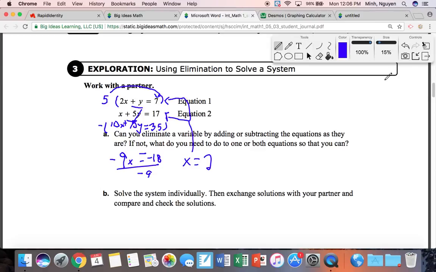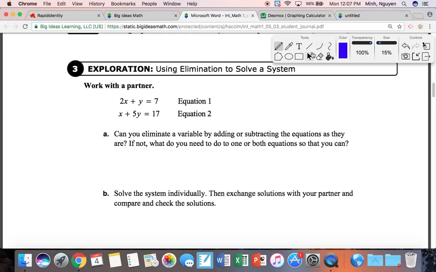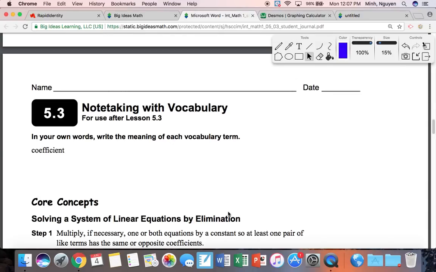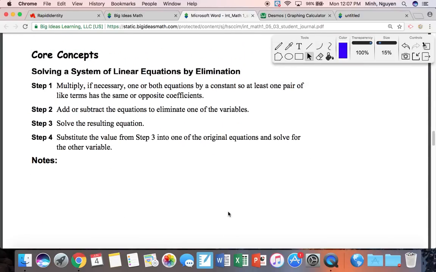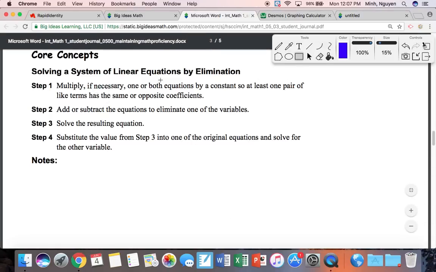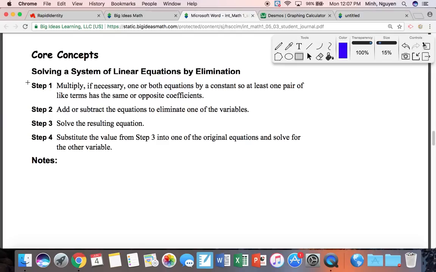Obviously, now that I've shown you a few different problems, I can go into the core concepts and then show you more examples after that. So solve a system of linear equations by elimination. Multiply if necessary. That means step 1 is like an option. Multiply if necessary one or both equations by a constant. So in my example earlier, that was 5. I had multiplied by 5.